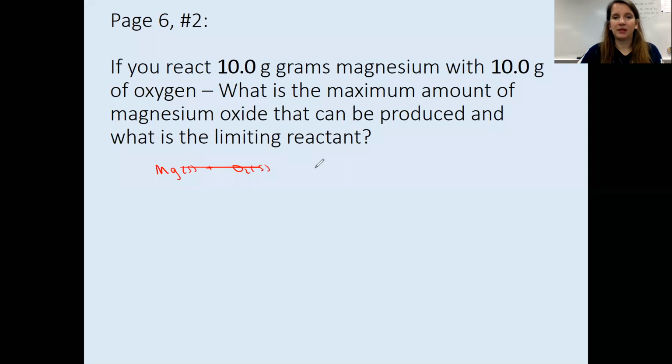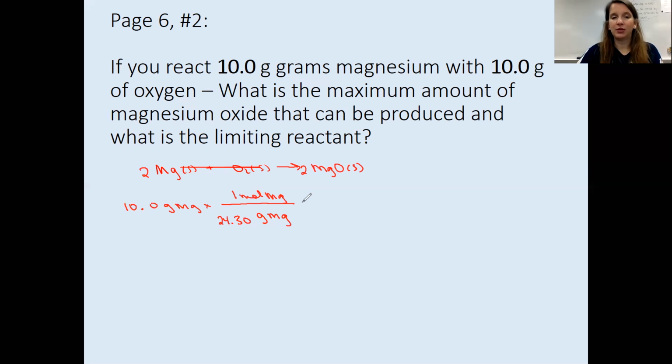And it's going to make magnesium oxide. So to balance, we have to have a 2 here and a 2 here. This time we're starting with 10 grams of each reactant. So we have 10 grams of magnesium. That means at the bottom of this conversion factor, I'm going to put grams of magnesium, and the number that goes with grams is my molar mass, 24.30. The molar mass is always equal to 1 mole, so 1 mole of magnesium up here.